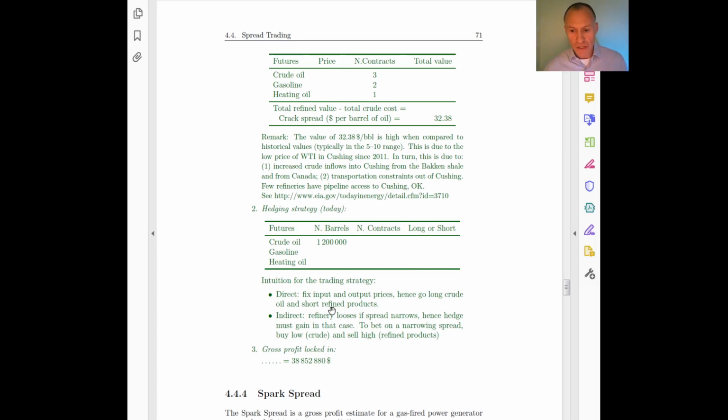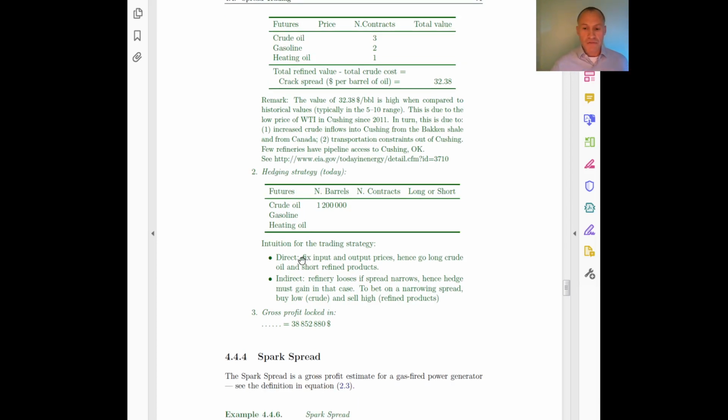There are two ways of thinking about that. The easiest way, the more direct way, is that you want to fix the price of your inputs, right? So you want to buy the contract, you want to buy oil, so you go long on oil, and you want to fix the price at which you sell your outputs, so you go short on gasoline and short on heating oil. That's the first, more direct way.